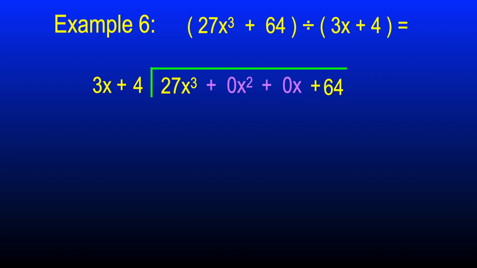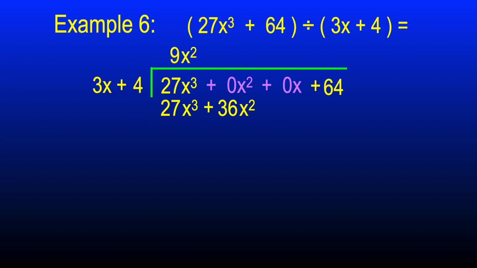27x cubed divided by 3x is 27 muna divided by 3 is 9. Then x cubed divided by x is x squared. Multiply twice. 9 times 3 is 27. Then x squared times x is x cubed. Then positive times positive is positive. 9 times 4 is 36. Then x squared, copy lang.